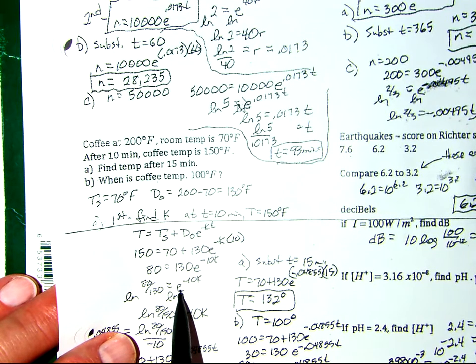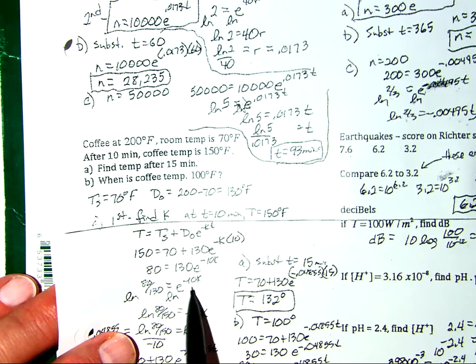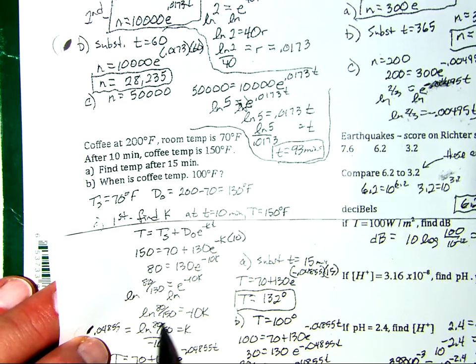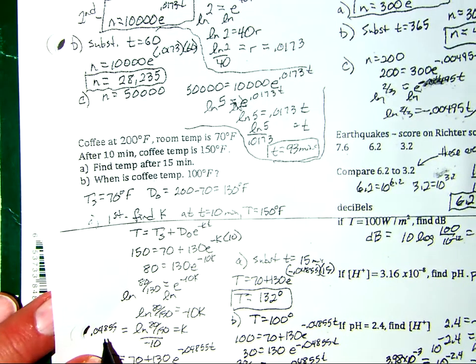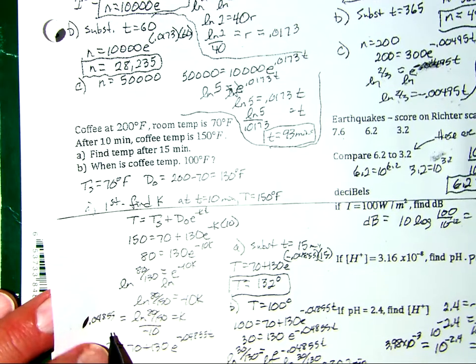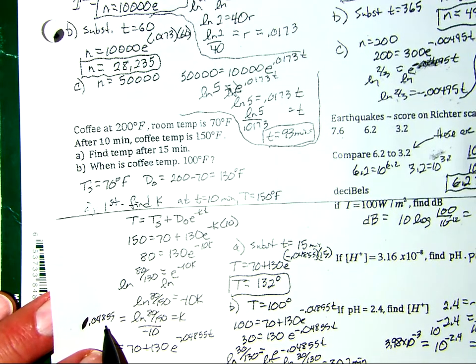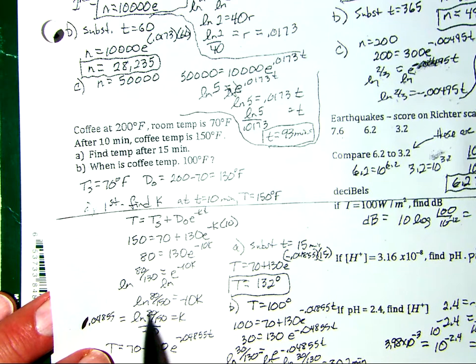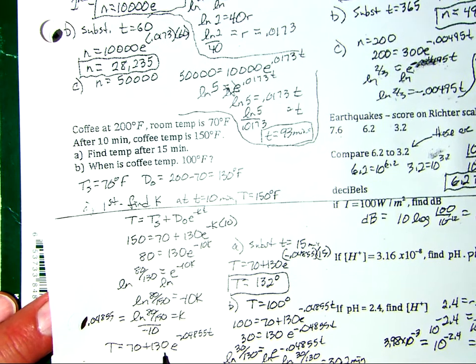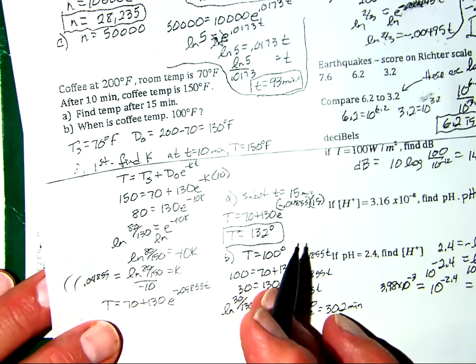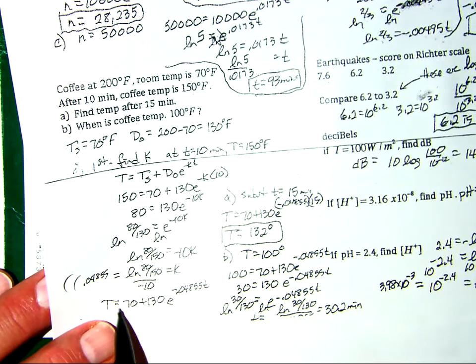So it looks like this. Now we need to get rid of the e, so we take the natural log of both sides. That gives us this. These cancel out. All we're left with is negative 10k. Then we take that log and divide it by negative 10. That gives us our k value. So our k value is down here, 0.04855. So that's the first thing we need to find, is k. So if we plug that in, now our equation looks like this.